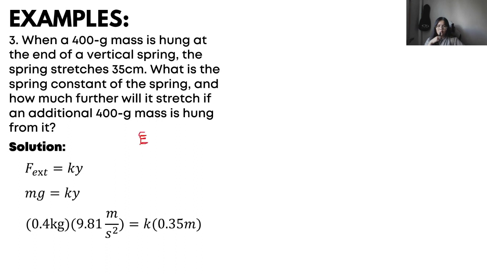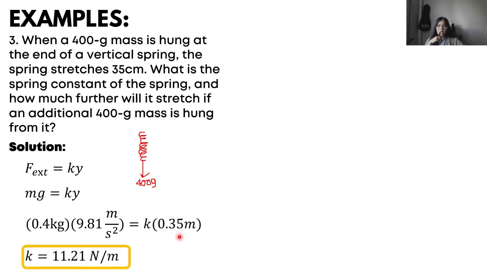Okay, so may vertical spring daw dyan. Then, may naghang na 400 grams. Kaya, vertical. Okay? Kaya naka-y siya. Ganun lang yan, guys. So, 0.35 meters. So, kapag ikakalki nyo, makukuha 11.21 newtons per meter.